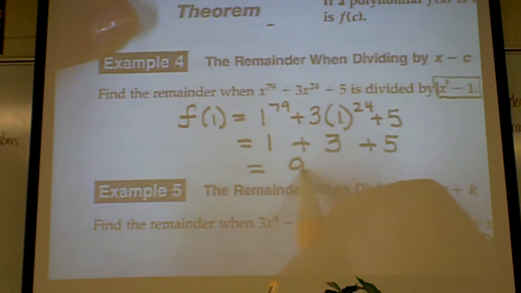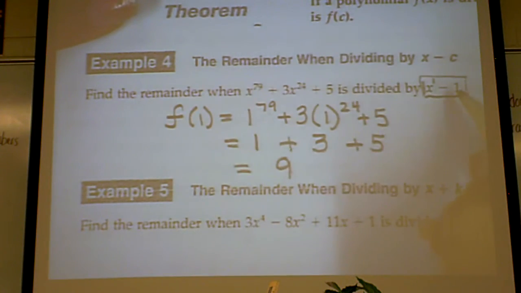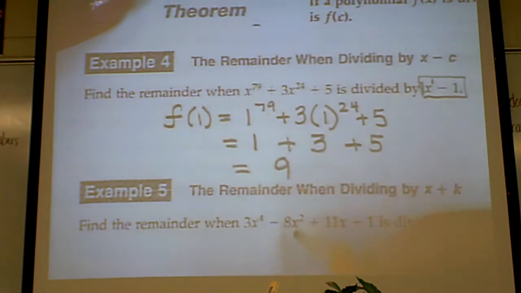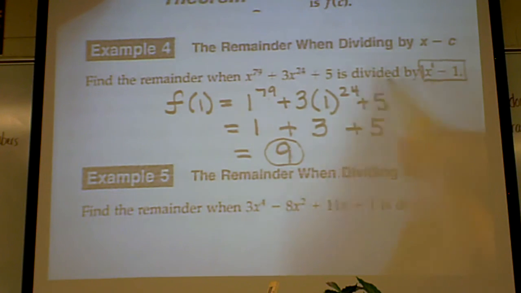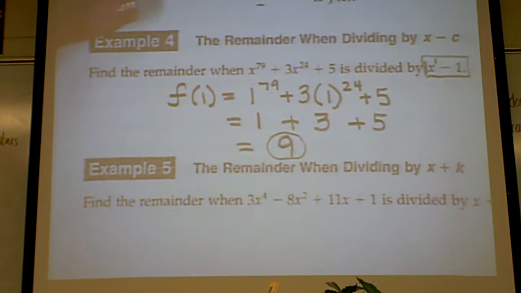So, if this comes out to be a 0, then you would say this goes into this evenly with no remainder. If you don't get a 0, this does not go into this evenly, and this number is your remainder. So in other words, whatever you get here will be your remainder. When it turns out to be 0, that means it would go into it evenly. Think you got it? So try this next one.